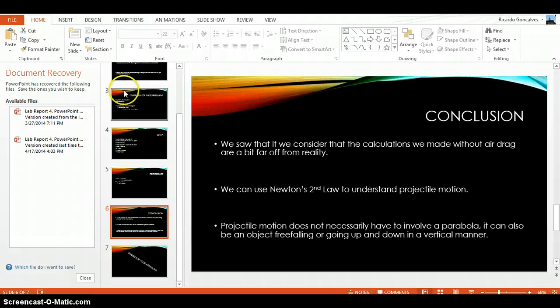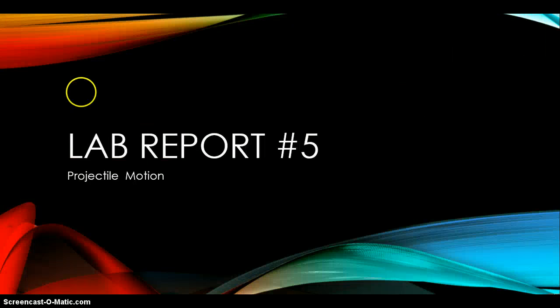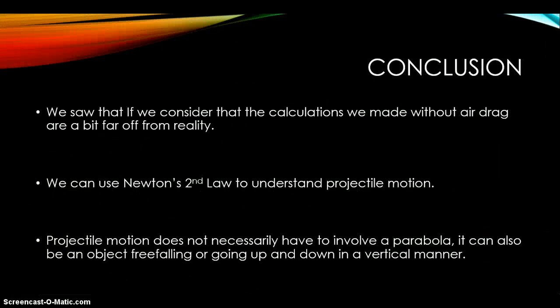Now, the conclusion of my experiment is that if we consider the calculations we made without air drag, we will see that they are a bit far off from reality. And we can also use Newton's second law to understand projectile motion. And finally, projectile motion does not necessarily have to involve a parabola. It can also be an object free-falling or going up and down in a vertical manner.